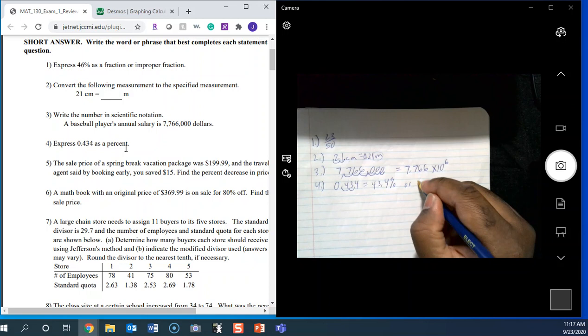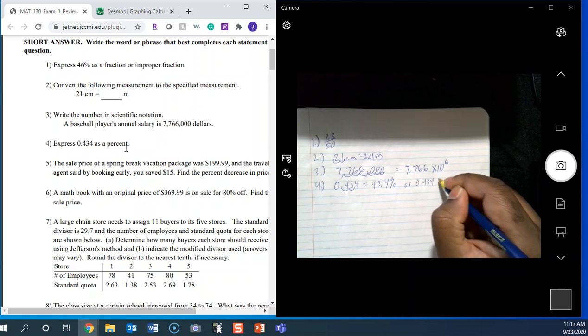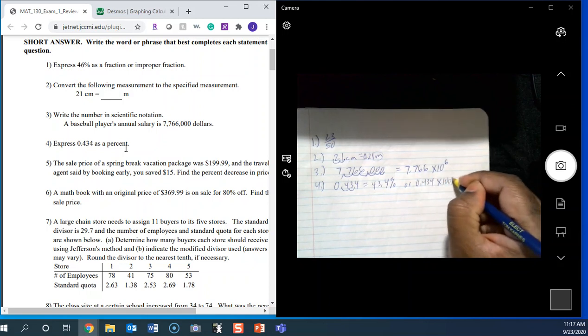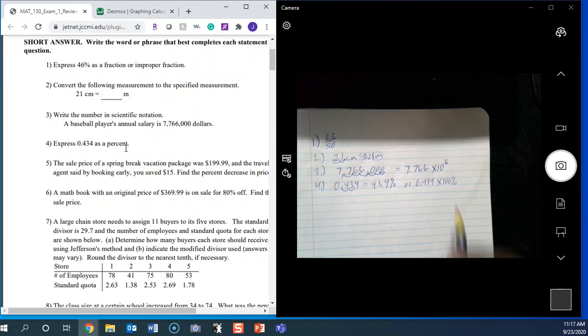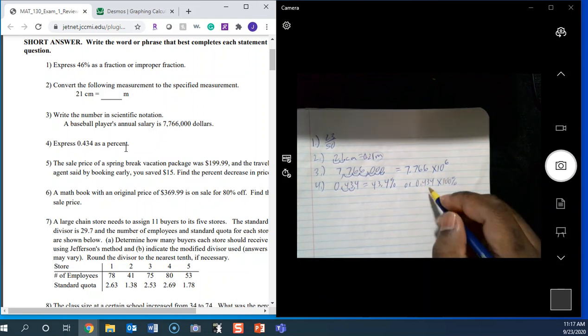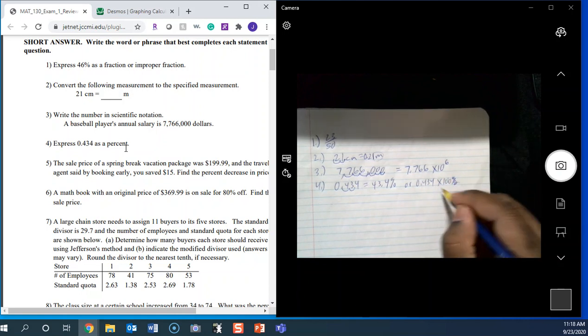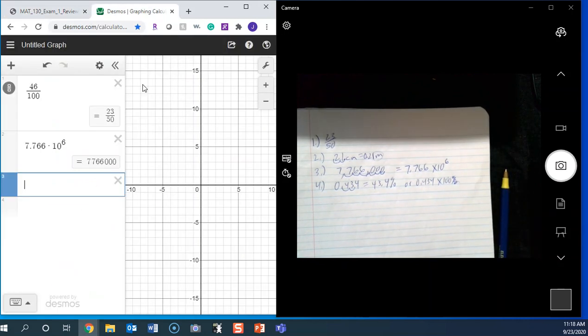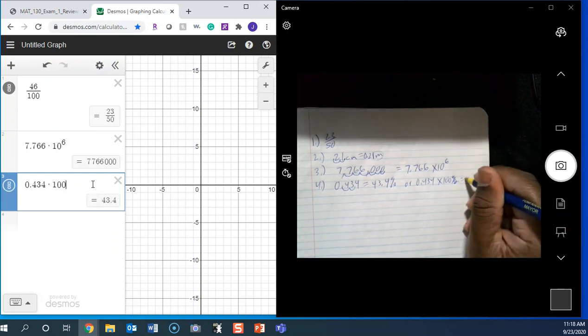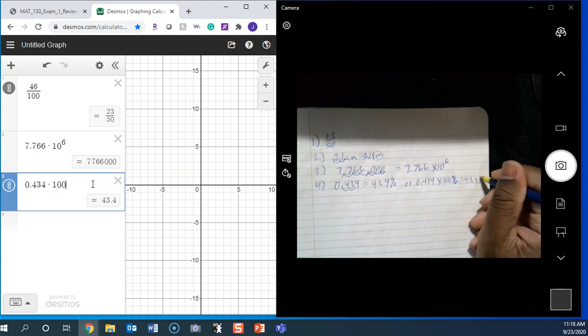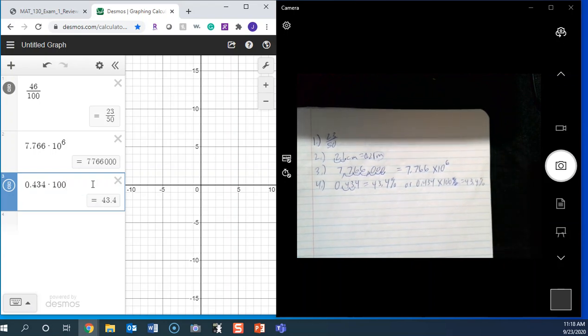Or you could take that original number and multiply it by 100%. If you multiply this by 100, we could put it in our Desmos calculator. We have 0.434 times 100. And that will give us 43.4, and we will put a percent sign at the end.